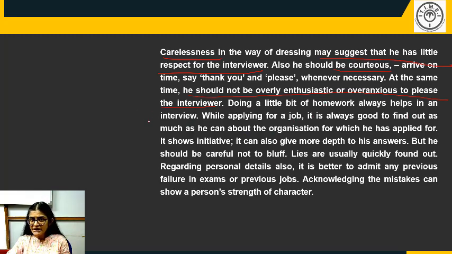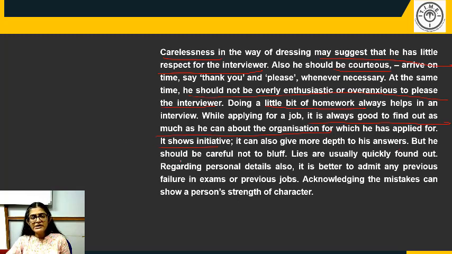Homework means preparation, okay? While applying for a job, it is always good to find out as much as he can about the organization. So this is the homework that they are talking about. Find out whatever you can about the organization. It shows initiative. Initiative means the drive to do things on your own. It can also give more depth to his answers. So if you have found out about the organization you are trying to work for, then your answers will reflect the depth of your knowledge.